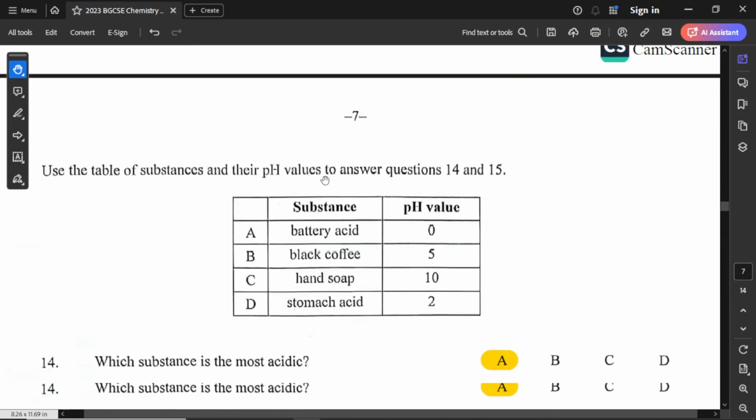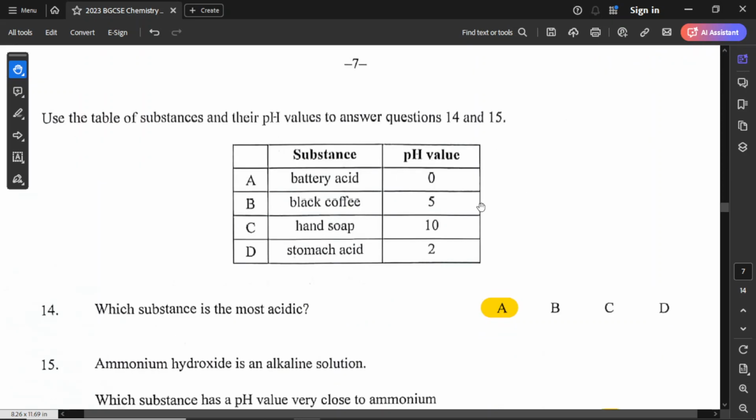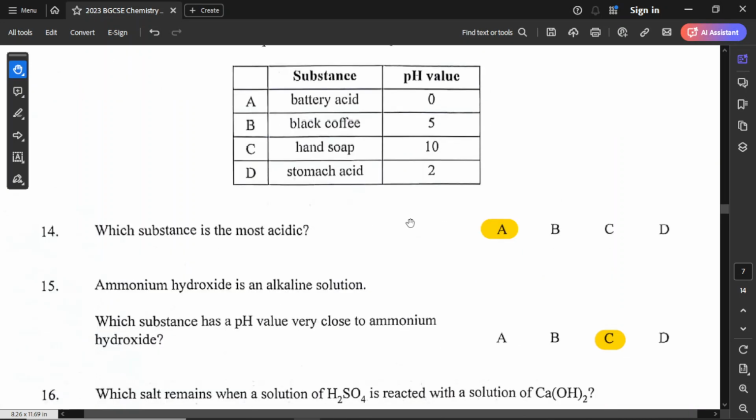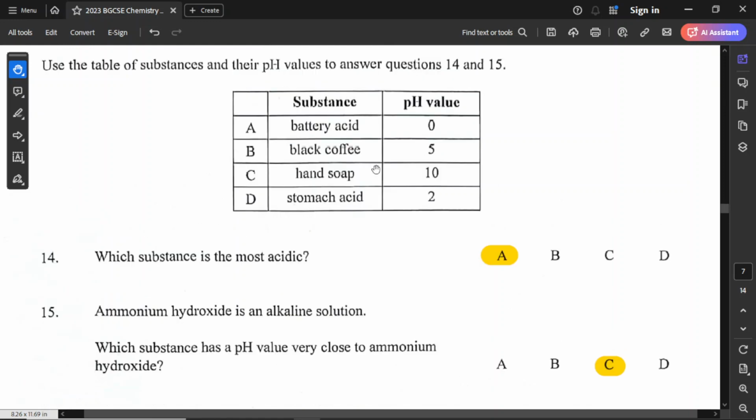All right, now we're jumping on to the next question. It says use a table of substances and their pH values to answer questions 14 and 15. Here we have battery acid, which has a pH of 0. We have black coffee, which is 5. We have hand soap, which is 10. And we have stomach acid, which is 2. They asked which substance is the most acidic? Of course, the lower pH number is the most acidic one. So therefore, battery acid is the most acidic, followed by stomach acid.